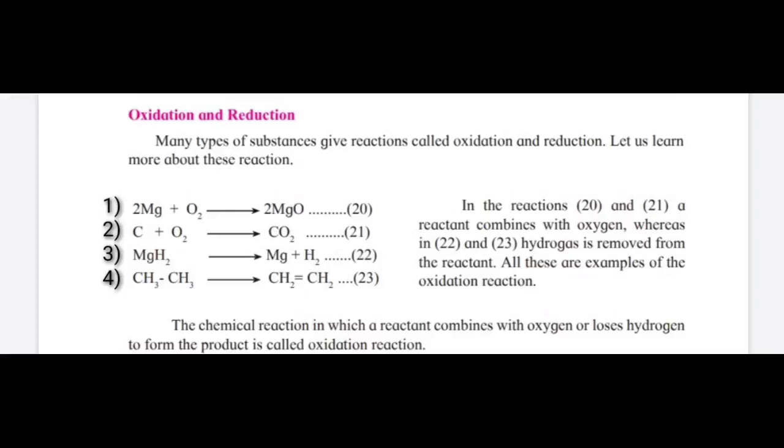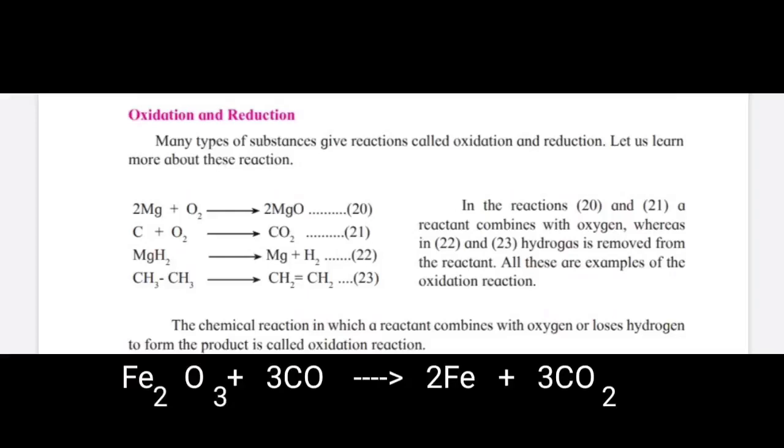Reduction reaction. The reaction in which removal of oxygen or addition of hydrogen takes place is called as reduction reaction. For example, Fe2O3 plus 3CO giving you 2Fe plus 3CO2. In this case, Fe2O3 loses oxygen to form Fe, which is a reduction type of reaction.